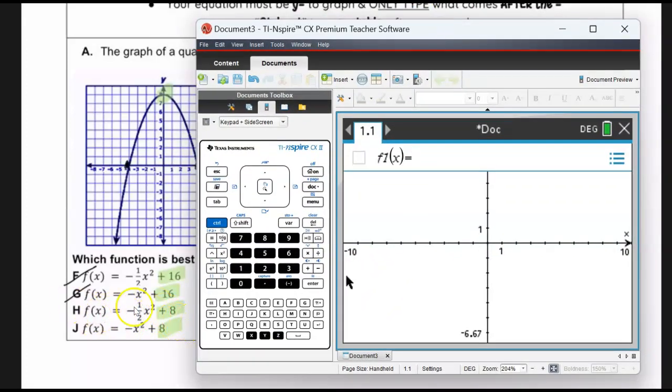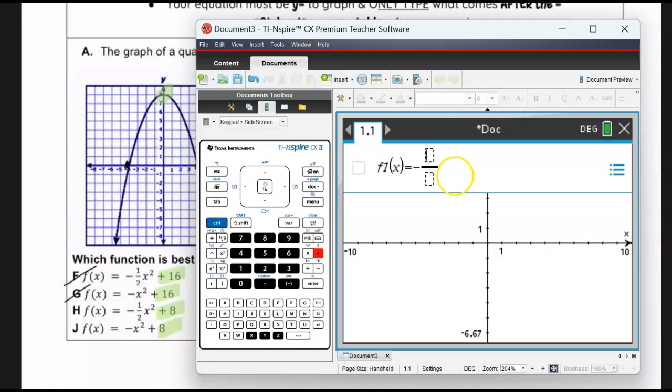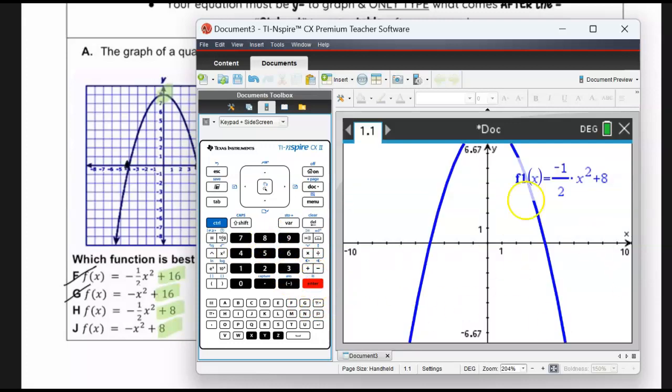So let's start with answer choice H. Negative, and then I'll do control divide to get the fraction, 1/2 x, here's my square button, plus 8. And then I will press enter. And here's the shape. Now it's a little bit cut off. I don't see the top of my graph. I can zoom out if I want to see the top of it.